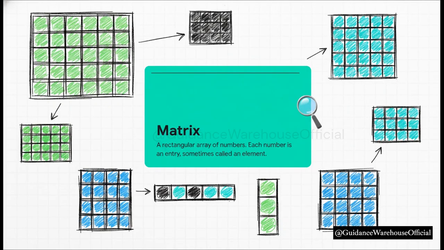So, first things first, let's get our definition straight. A matrix is simply a rectangular array of numbers aligned in horizontal rows and vertical columns. And really, that's it. It's just a way to organize complex data by stripping away all the distracting variables in text, leaving you with pure, actionable numbers. And each individual number inside? We just call that an entry or an element.